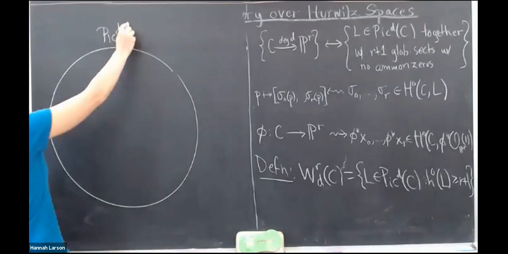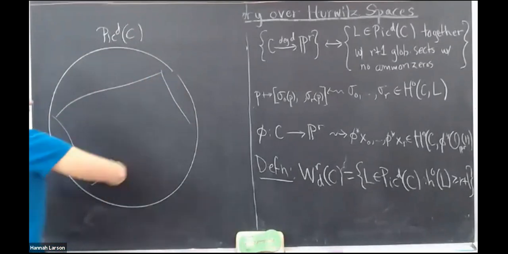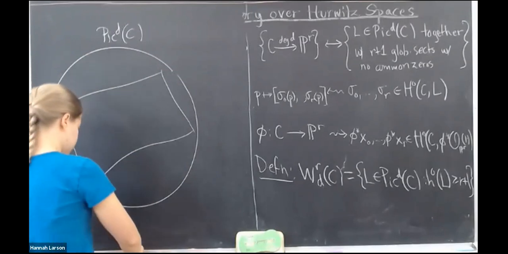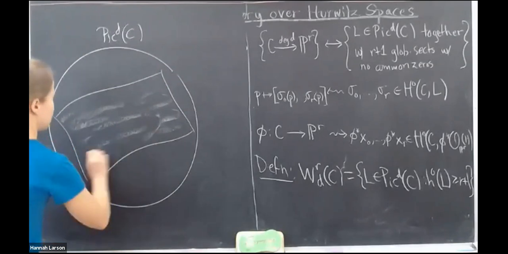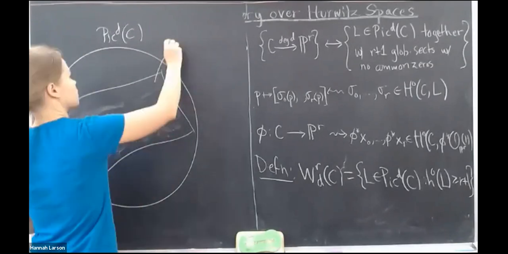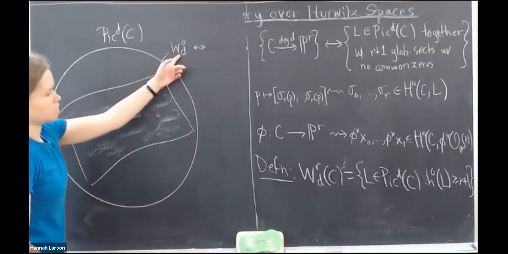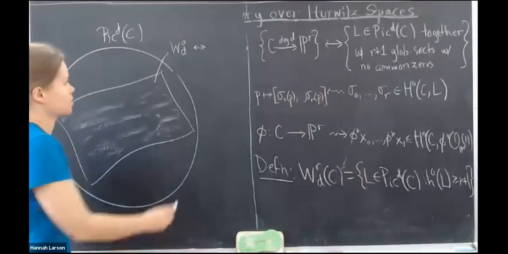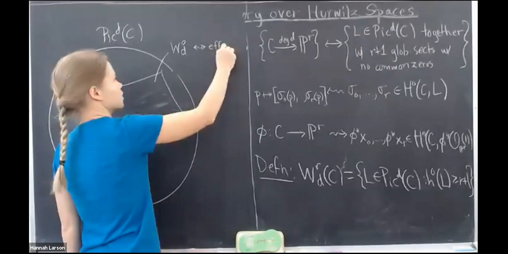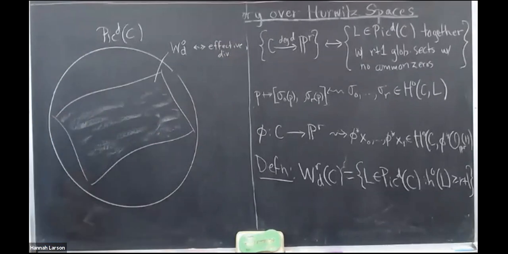Okay, so here's my picture of Pic^d, and inside of it we have W^0_d. This corresponds to line bundles that have a non-zero global section. So this corresponds to effective divisors on my curve.